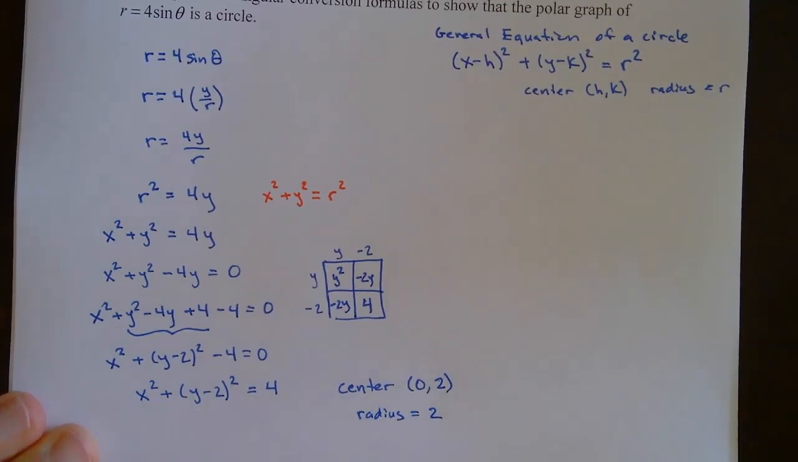That 4 is the radius squared, so the radius would have to be 2. And this is a circle, and we just showed it. We just proved it, okay? All right, so we showed that that's a circle. Let's go to the next problem.